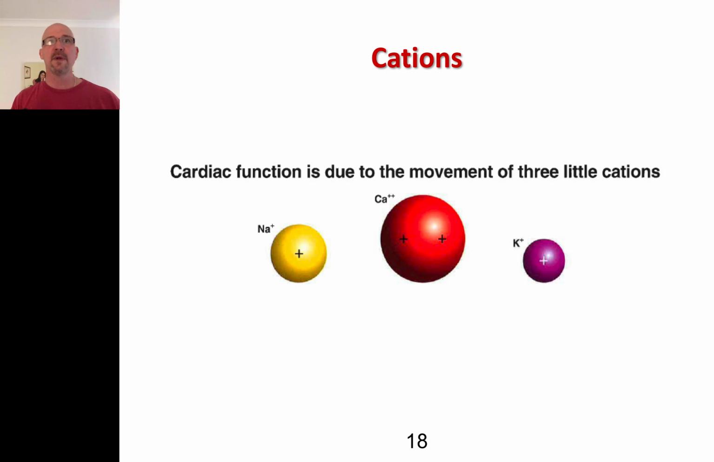As we talk about the ingredients inside the cell, there's all sorts of different things, but there are three particular ones that I want you to know about, and those are sodium, calcium, and potassium. All three have a positive charge, so they're cations. Sodium has one positive charge, calcium has two, potassium has just one. And you'll notice that calcium is really big, potassium is really small, and sodium is the Goldilocks right in the middle.